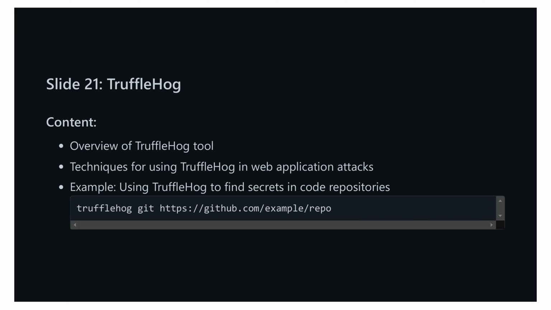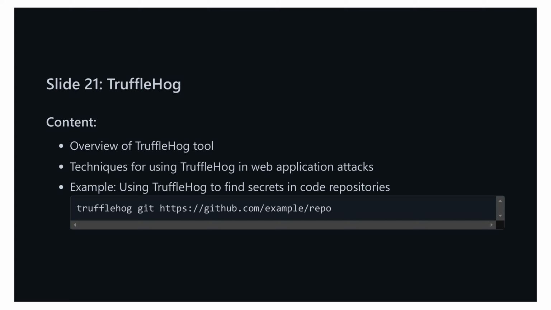Now let's move on to slide 21, where we'll discuss Truffle Hog, a powerful tool designed for scanning and identifying secrets in code repositories. Truffle Hog serves an essential role in web application attacks by helping attackers discover sensitive information such as API keys, passwords, and other private data that may be inadvertently exposed within a codebase. This tool is particularly useful because it scans not just the current state of a repository, but also its history, ensuring that secrets are detected even if they have been removed from the latest version.